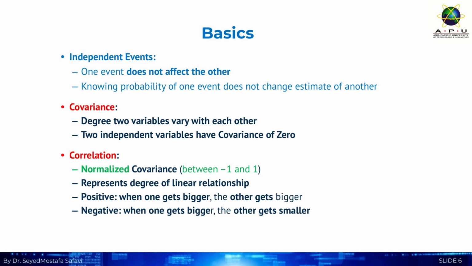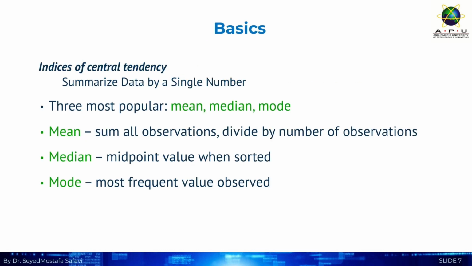Correlation. This is just a normalized version of covariance, putting the relationship on a scale from -1 to 1. Makes it easier to compare relationships across different data sets, telling us both the strength and direction of the linear relationship. To summarize data with a single representative number, we use indices of central tendency, mean, the average, sum all observations, and divide. But a warning, the mean is easily pulled away by extreme values, called outliers.